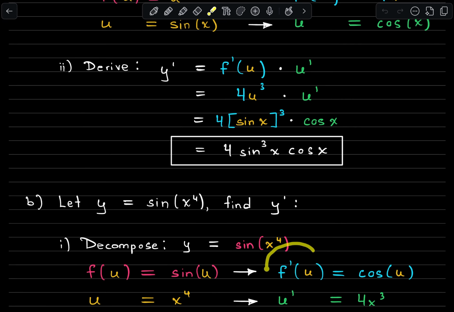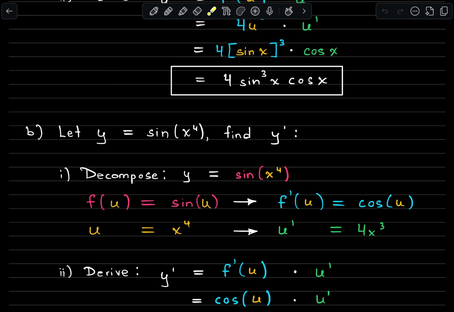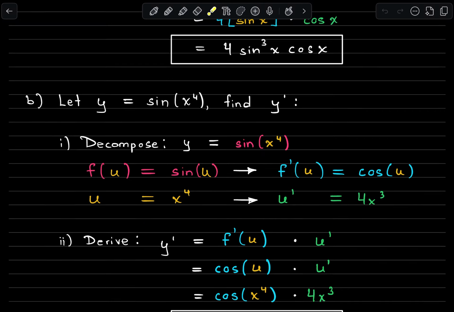So f prime of u is just going to be cosine of u, as the derivative of sine is cosine. On the inside, we're going to use our power rule, 4x cubed. Let's put it together. We're going to have cosine of u times u prime. Substitute everything in terms of x now: cosine of x to the fourth times 4x cubed.